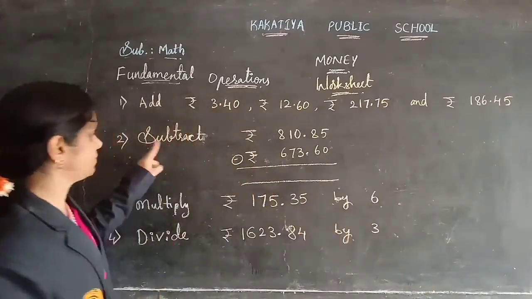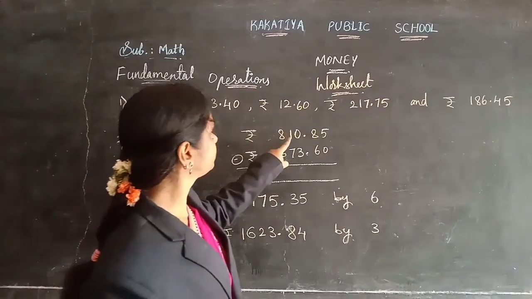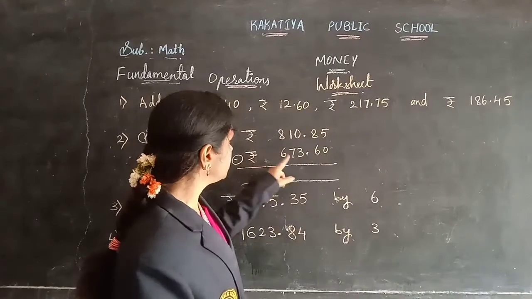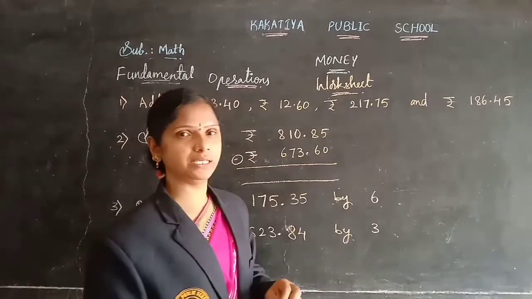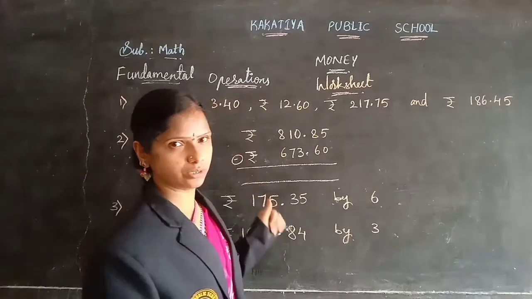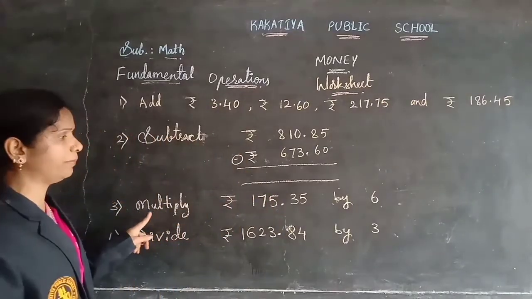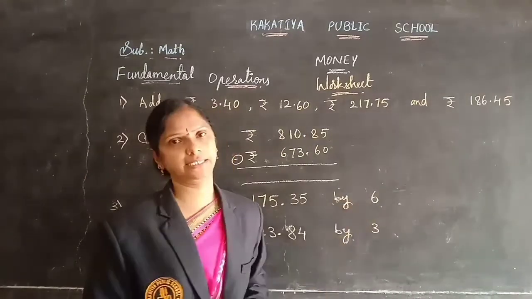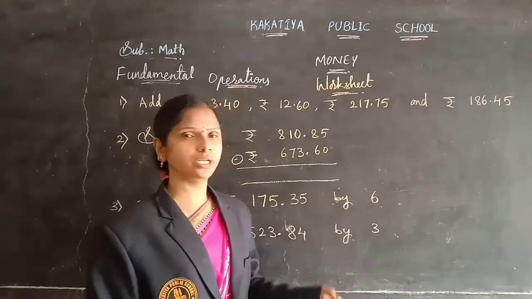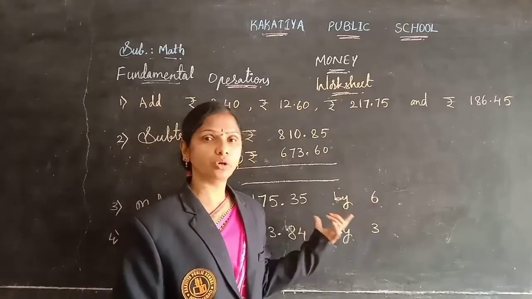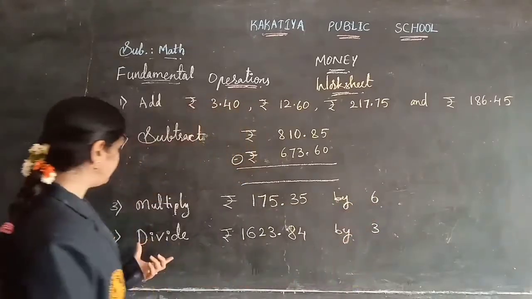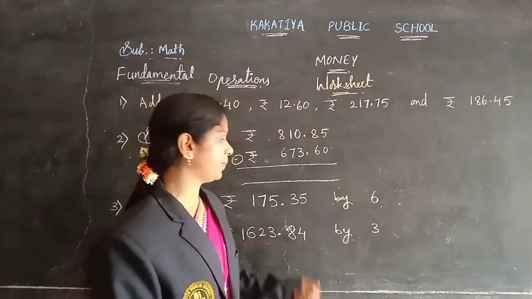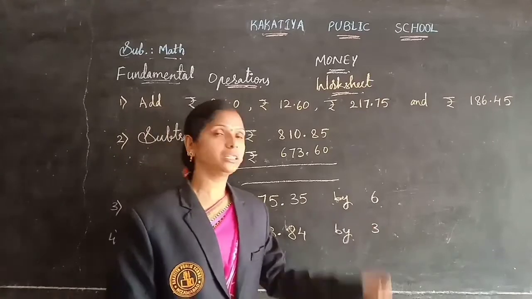Okay, and next, subtract 810 rupees 85 paise minus 673 rupees 60 paise. You need to subtract these two numbers. Okay, and coming to the third problem, multiply 175 rupees 35 paise by 6. You arrange these numbers in columns, children. This is the first number and this is the second number. So arrange in columns and multiply. Coming to division here, 1623 rupees 84 paise. You need to divide by the 3 table, children.